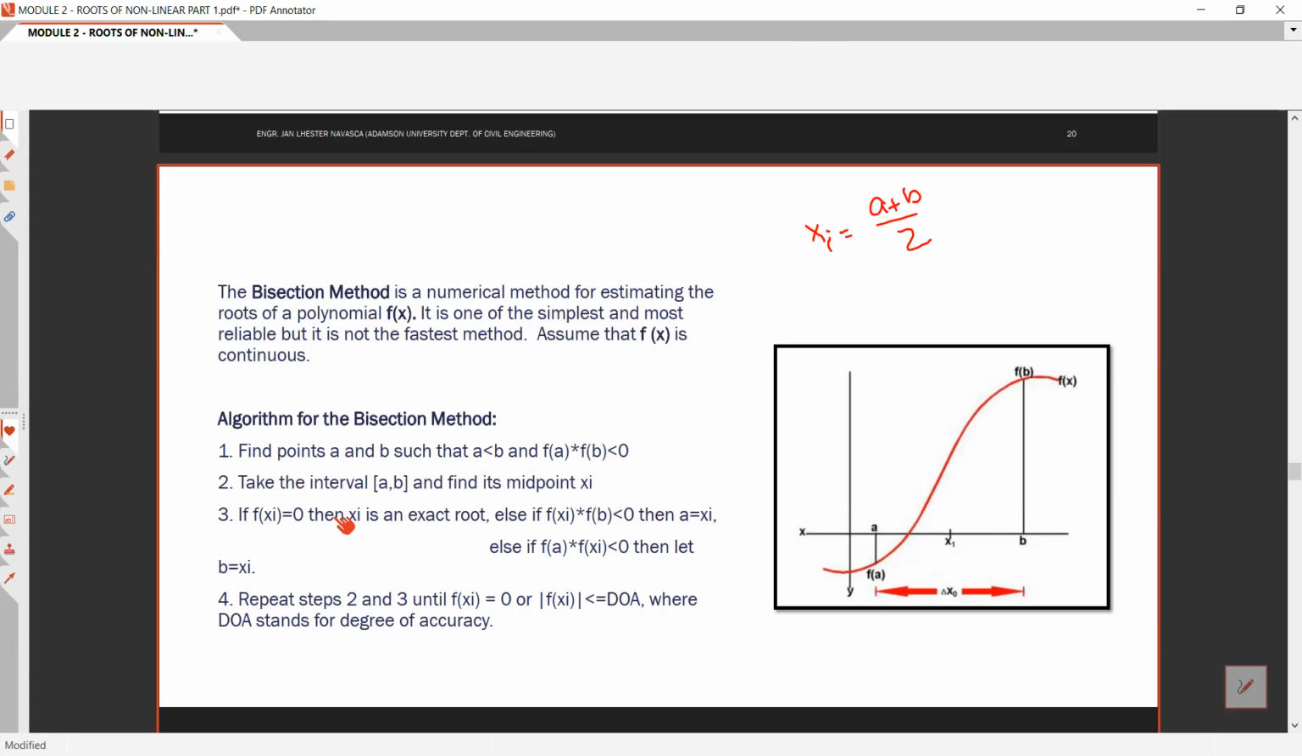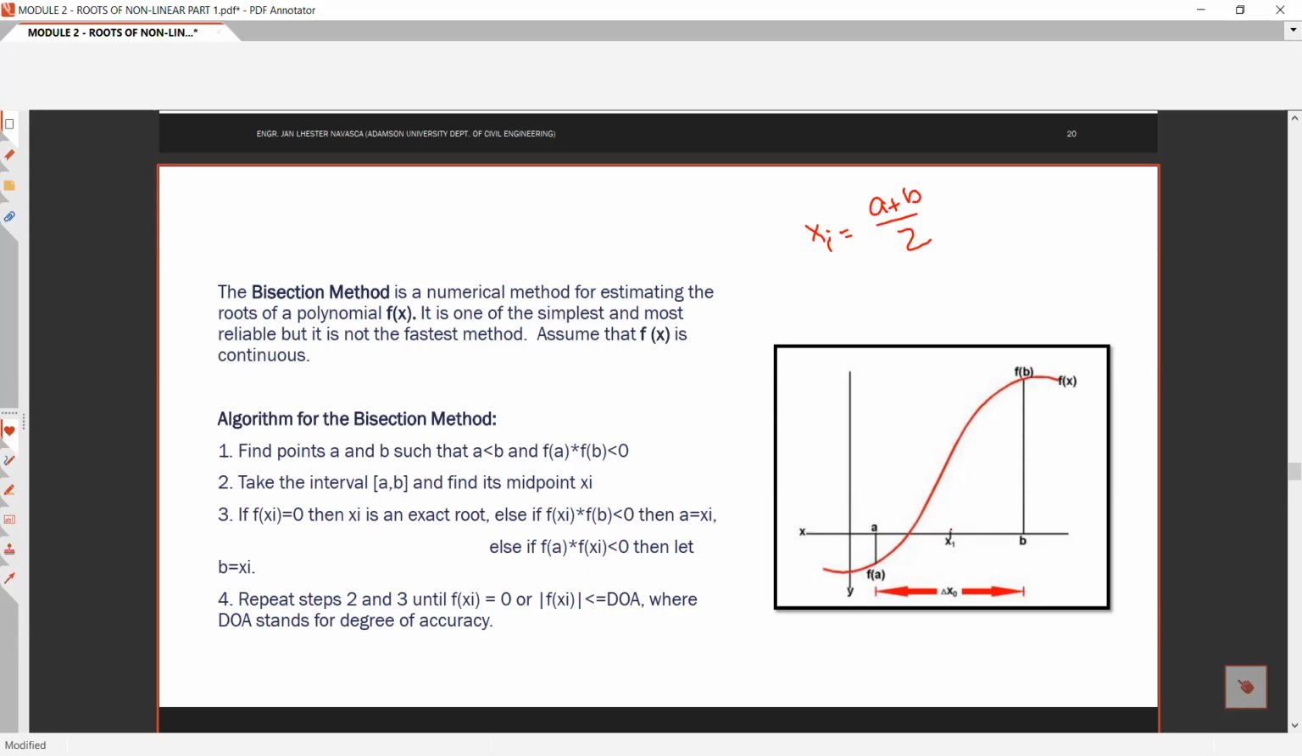Then if f of xi, the value at the midpoint, is 0, then xi is an exact root. Else, if you multiply f of xi and f of b and it is less than 0, then your xi becomes a. And if f of a multiplied by f of xi is less than 0, then xi becomes your b. So what happened there?